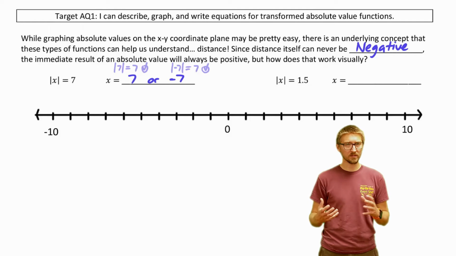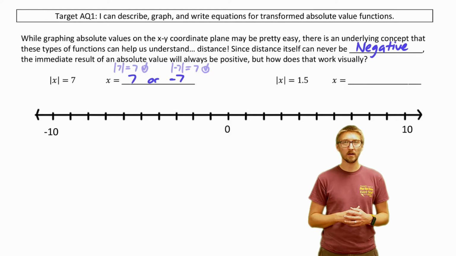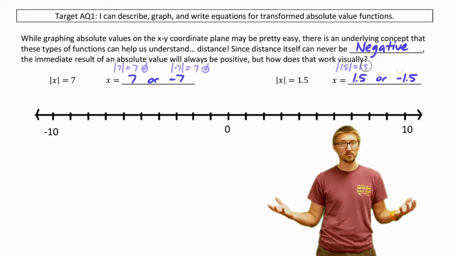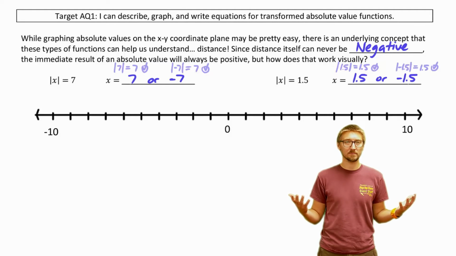Now what if I did something different? Does it only work with 7? Well, what if we tried 1.5? So the absolute value of x equals 1.5. That says I just want some points that are a distance of 1.5 from the origin. And so the values of 1.5 and -1.5 both satisfy that condition. It doesn't matter if you go to the left or to the right. Absolute values discuss distance. Direction, who cares?